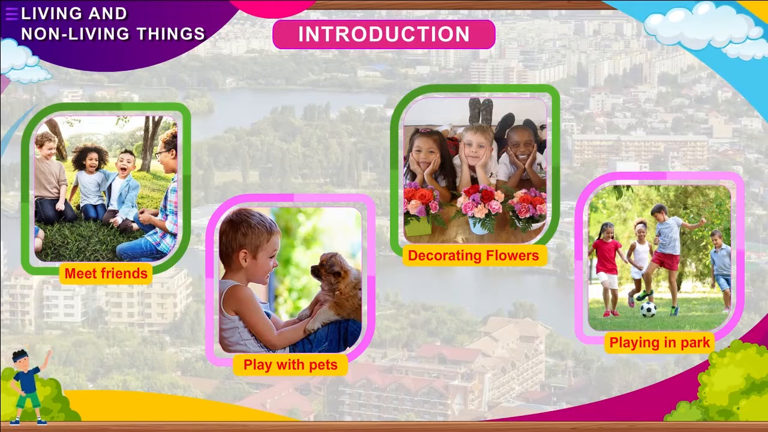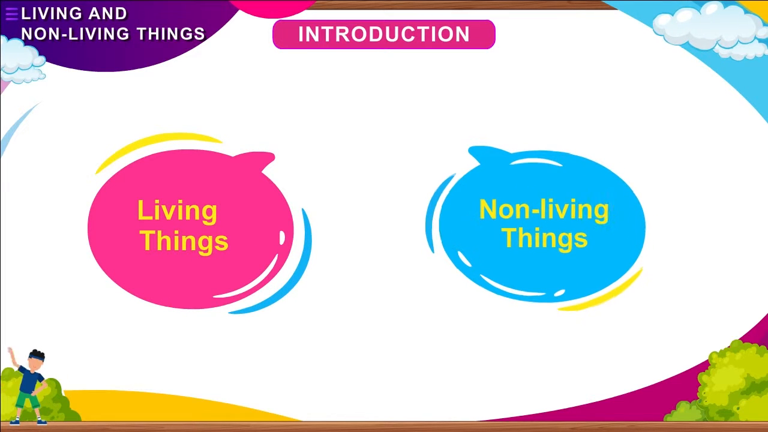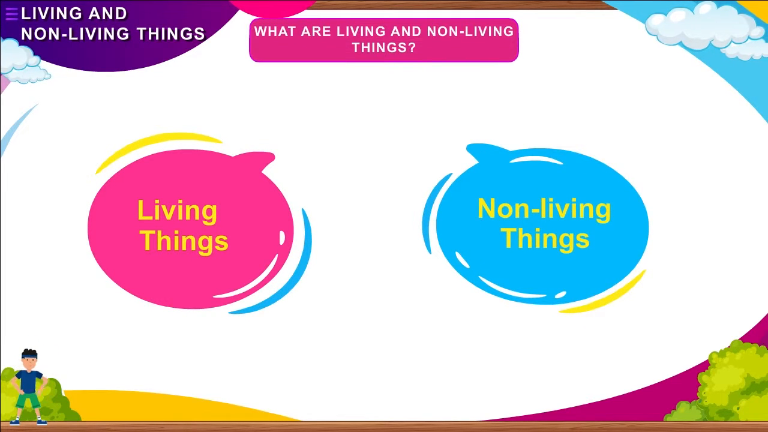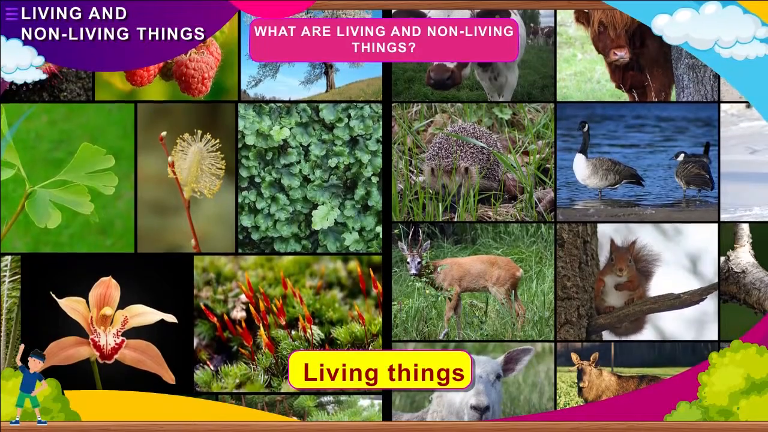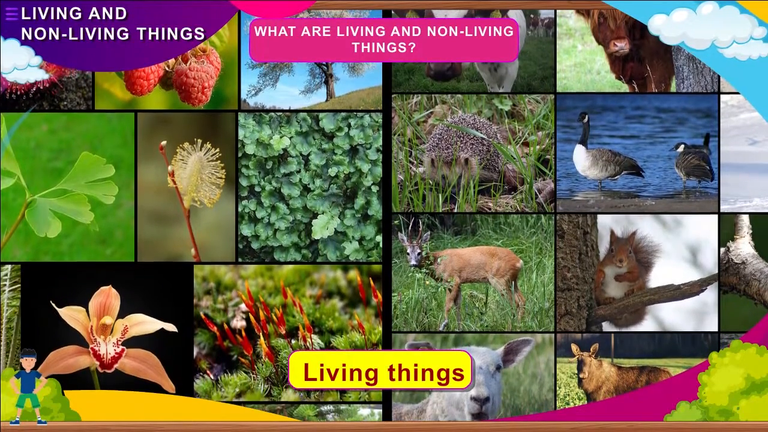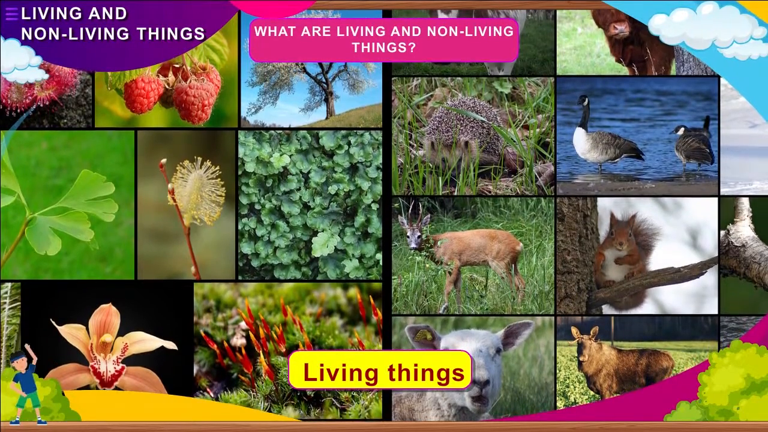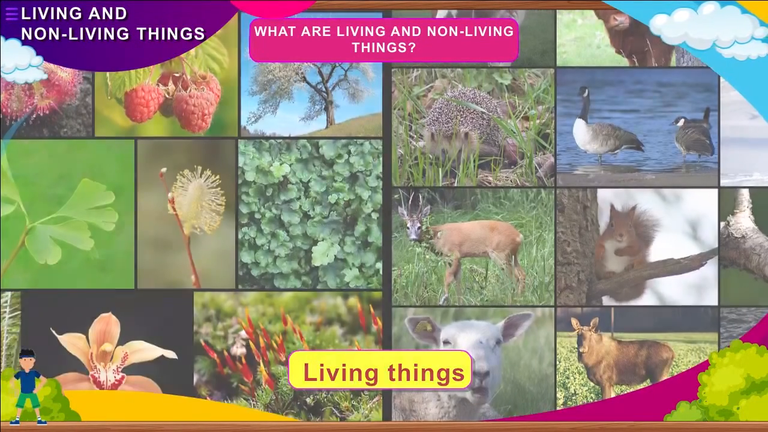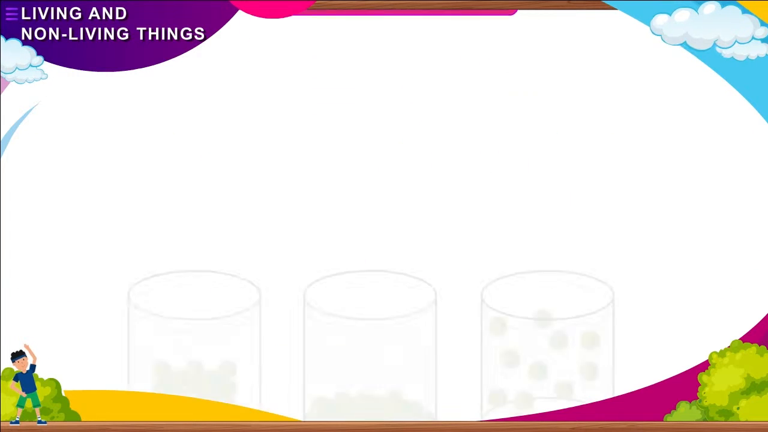Well, the fact is that all things around us can be divided into two categories, that is living and non-living things. What are living and non-living things? Things around us are divided into two categories. Living things. Things that have life in them are called living things. Only the plants and animals are living things. Non-living things. Things which do not have life are called non-living things.